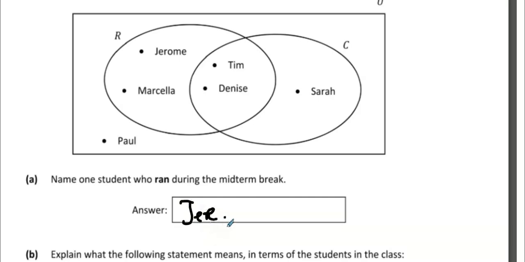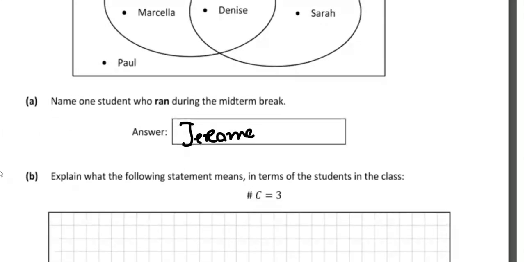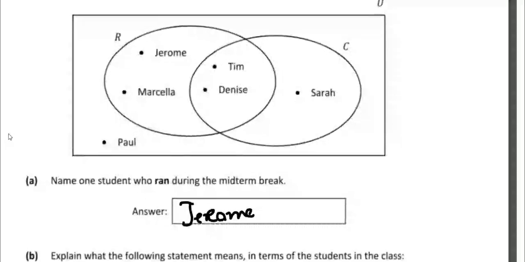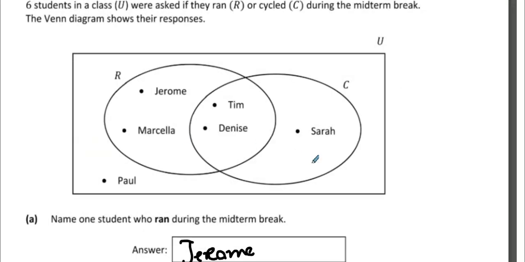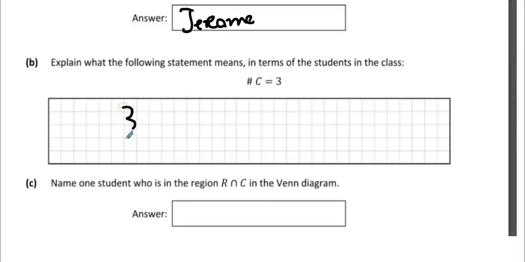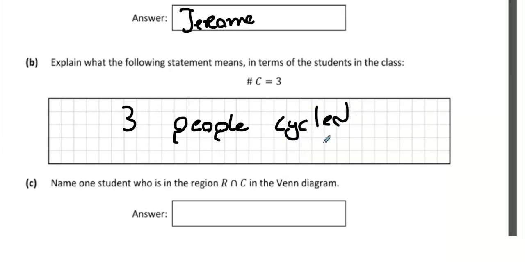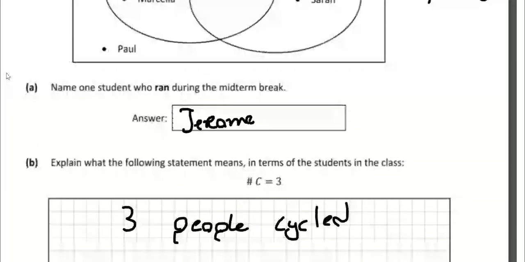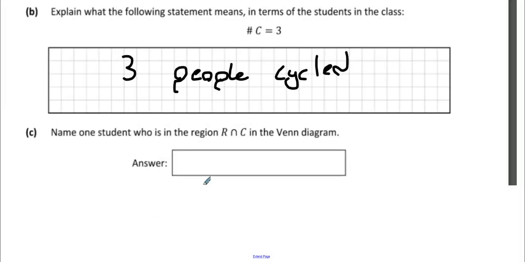Okay, Jerome. Now, explain what the following statement means. What does hashtag C equals 3 mean? Hashtag C equals 3. It means 3 people cycled. Have we got that? 3 people cycled. Okay. What's the next one? Name one student that's in R intersection C. Who's in R intersection C? Tim or Denise? It means you're running and cycling. You did both. Is that all right?